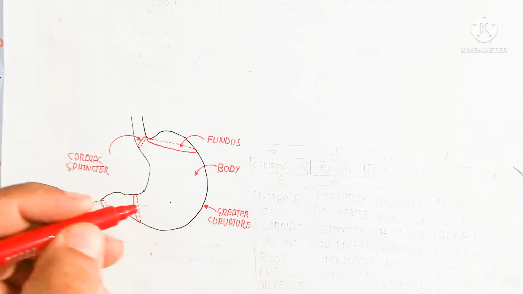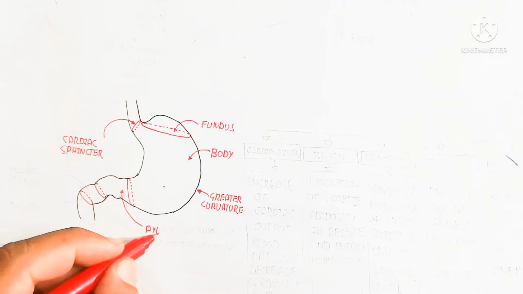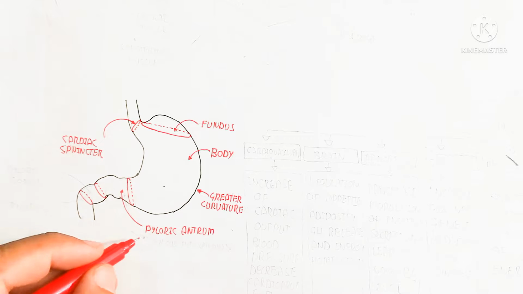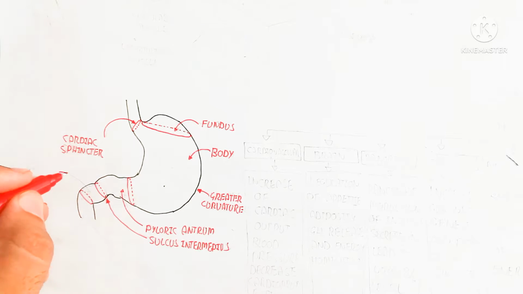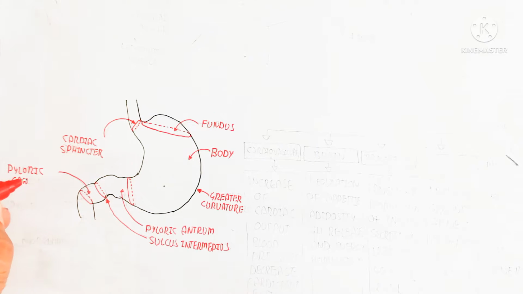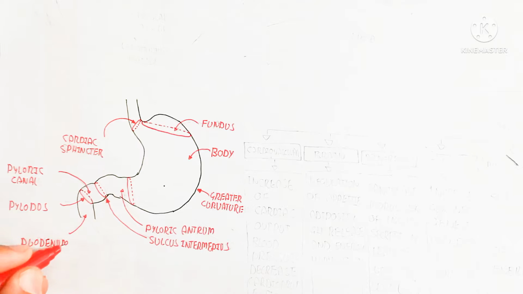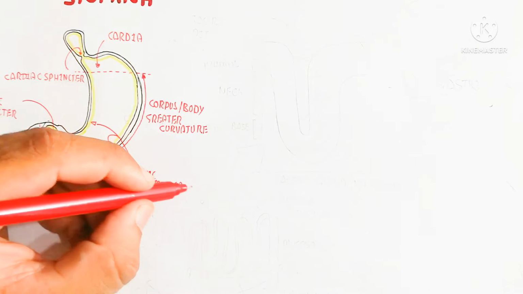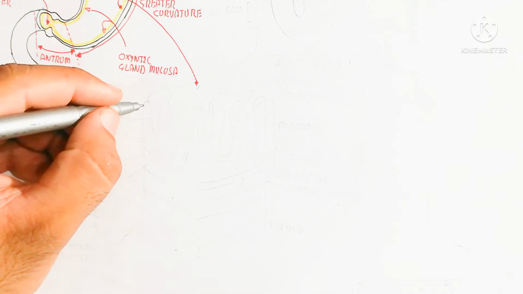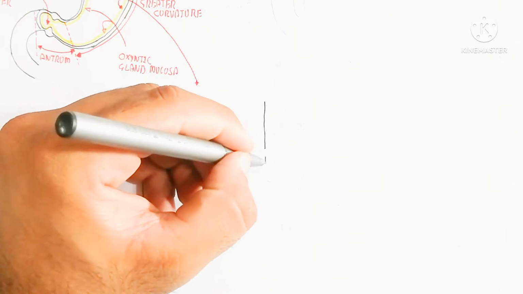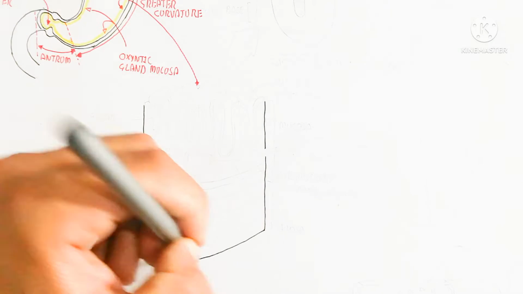The fundus region is here, which is the upper part, and this is the body of the stomach, and the greater curvature is here, and the lesser curvature is this, and the pyloric antrum is here, and the sulcus intermedius, as well as the duodenum and pylorus. So let's begin to understand the cross section of the stomach wall.